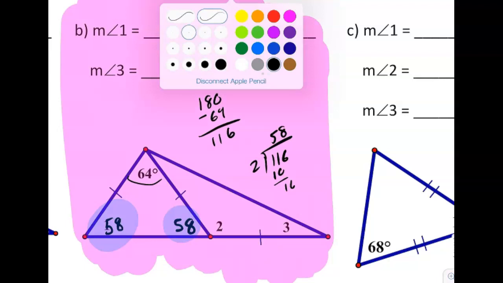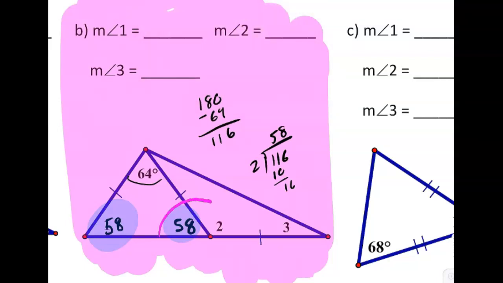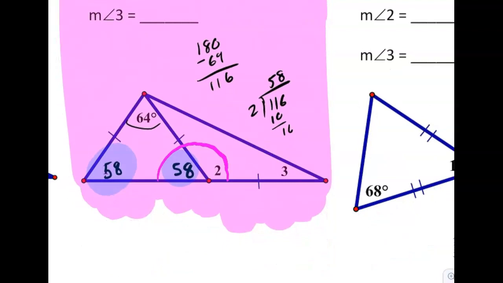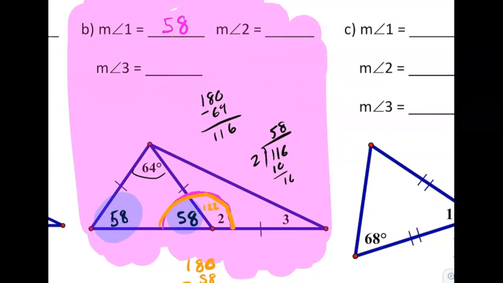Now I'll have you finish it, and there's your hint. So you're going to find angles 2 and 3. And to check your work, we have a linear pair right here. 180 minus 58 is 122 degrees. So that angle 2 right there, linear pair, is 122.